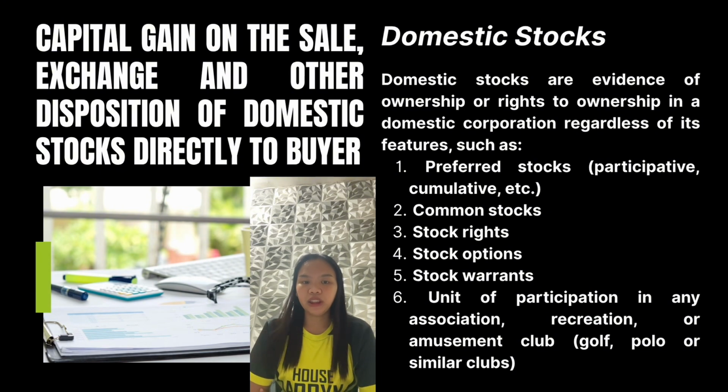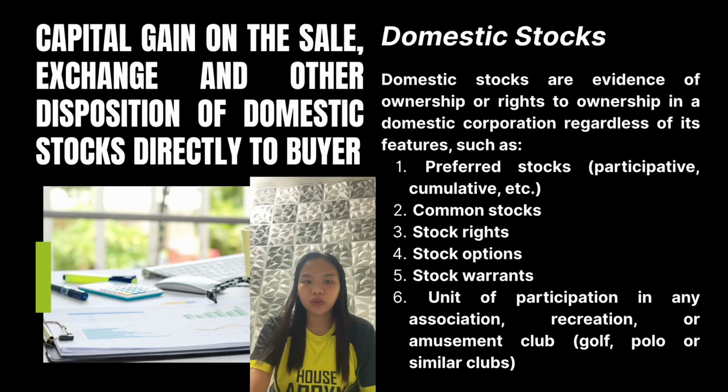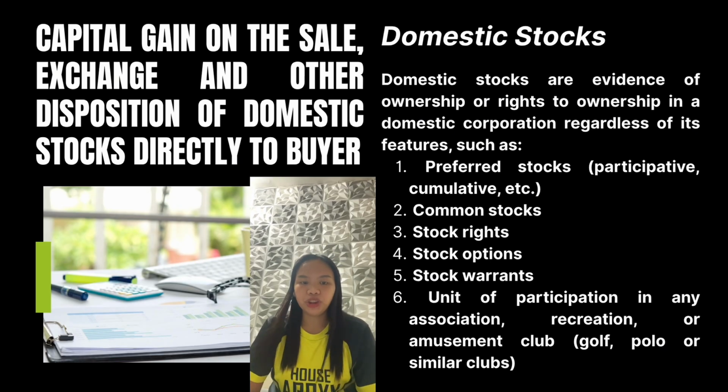This definition includes various types of stocks, such as first, preferred stocks. These stocks offer certain privileges such as preferential dividends and liquidation rights. They can be either participative, sharing in common stock dividends, or cumulative, accumulating unpaid dividends. Second is common stocks. These are the most common type of stocks, representing ownership in a corporation and carrying voting rights. Third is stock rights.